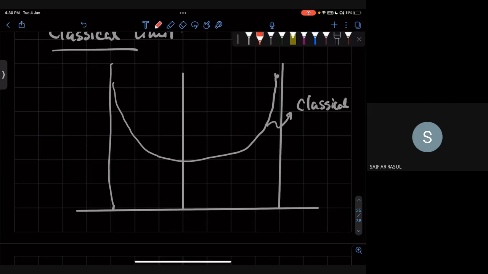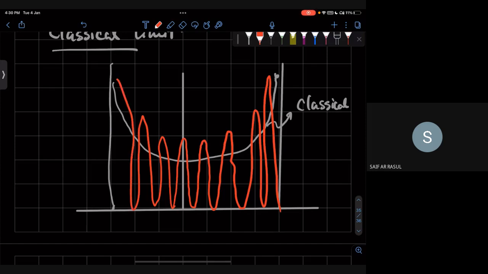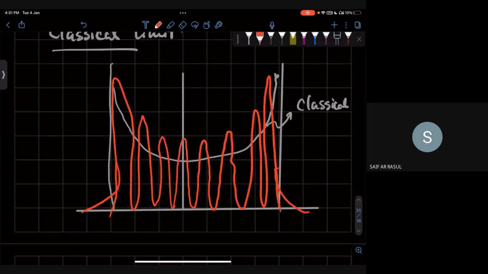Now, if I look at a very high value of n for the quantum harmonic oscillator, then you can show that its probability distribution is going to be looking like this, okay? And you can also figure that out from the mnemonics that we discussed. Okay, so for the large n limit of the quantum harmonic oscillator, the probability distribution does approach that of the classical distribution.